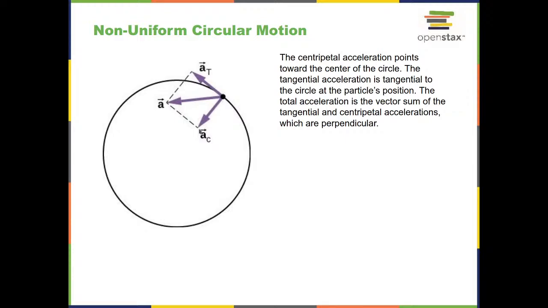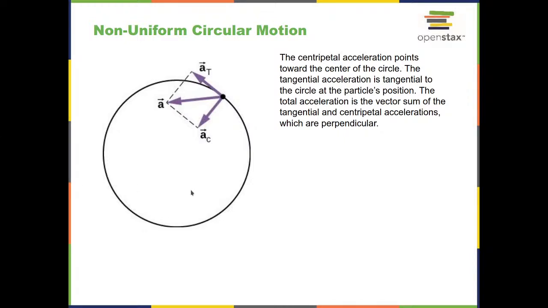The centripetal acceleration is what, in some sense, changes the direction. It changes the direction of the velocity vector to make it go around in a circle. The tangential acceleration changes the actual magnitude of the velocity vector.